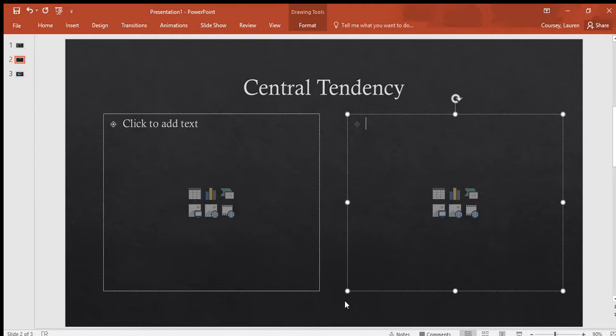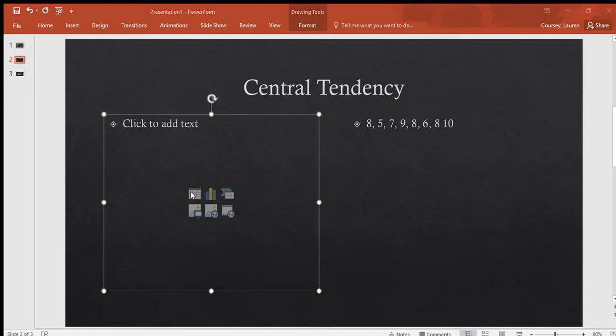So we'll use the same series of scores that we used in the last video, just so that you can see that we get the same measures of central tendency using a frequency table as we would with the raw data. So just so that we have it here, I will type out the raw scores that we used last time. So 8, 5, 7, 9, 8, 6, 8, and 10. So if I wanted to construct a frequency table, I could insert a table here.